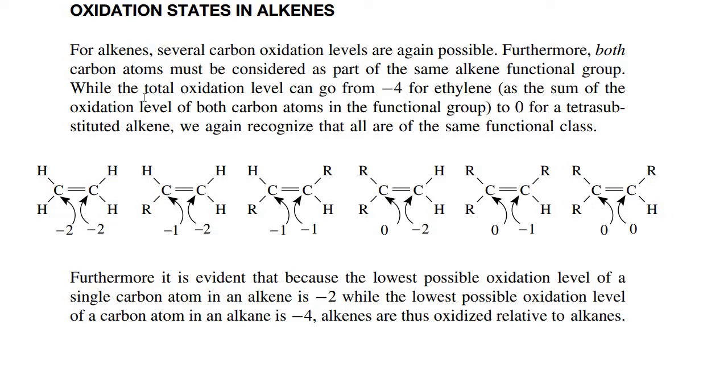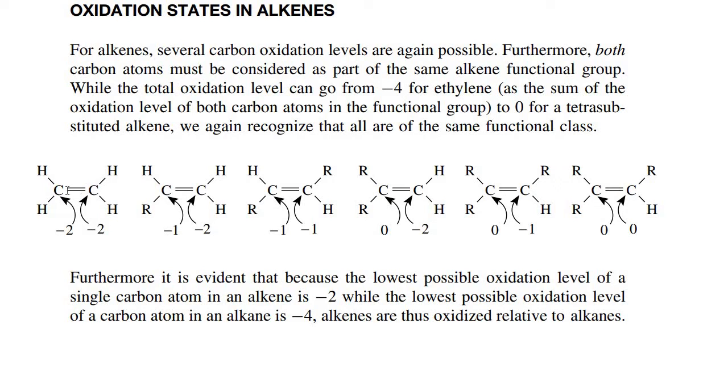So several carbon oxidation levels are again possible. Both carbon atoms must be considered as part of the same alkene functional group, while the total oxidation level can go from -4 for ethylene, as the sum of the oxidation levels of both carbon atoms in the functional group, to 0 for tetrasubstituted alkene. So all are of the same functional class.